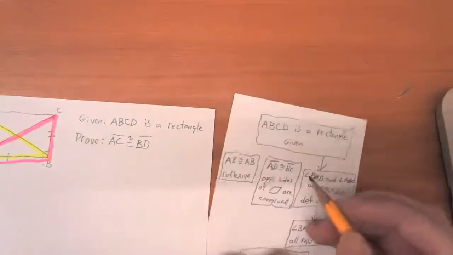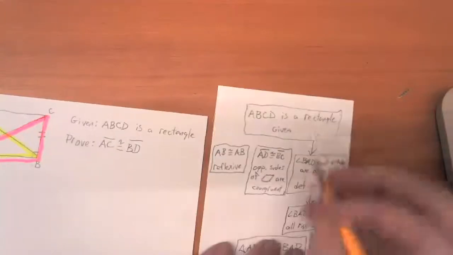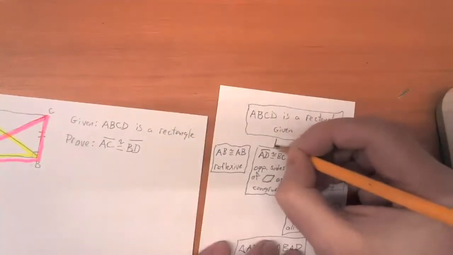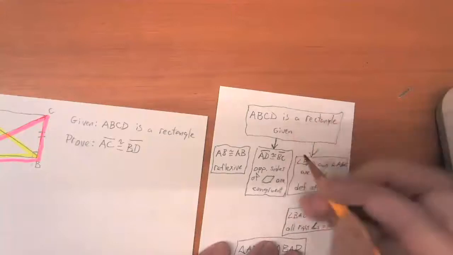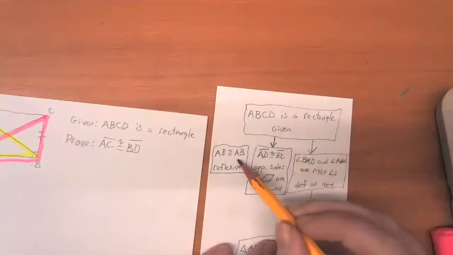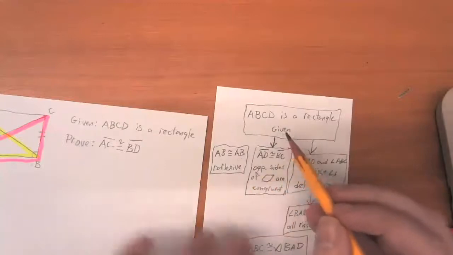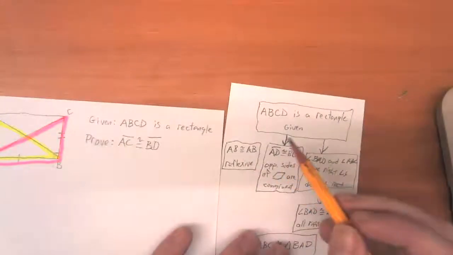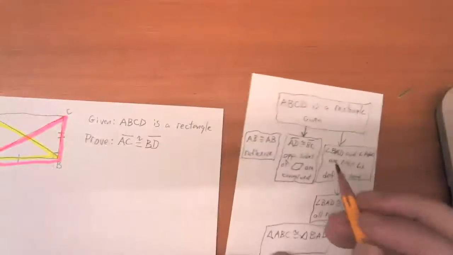And if you're using a T-chart to do your proofs, you don't have to worry about arrows. But again, this is only true because we know that this is a rectangle. So I need an arrow pointing from here to here. Reflexive property, that doesn't care that this is a rectangle. AB is congruent to AB no matter what.